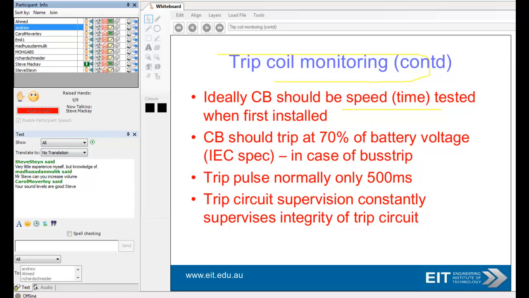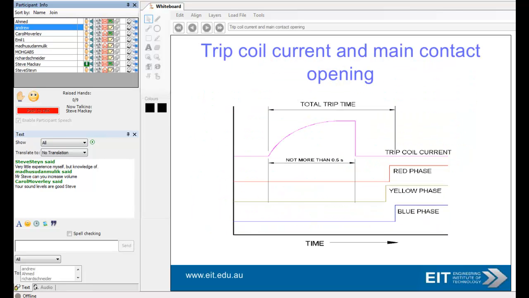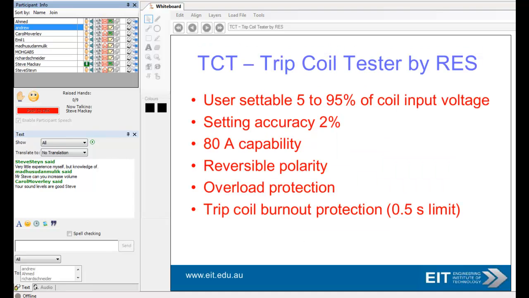So the other thing is your circuit breaker should be speed time tested when first installed, and it should trip at 70% of battery voltage. So very important. That, and your trip pulse is normally about 500 milliseconds. So you have trip circuit supervision, constantly supervising integrity of the trip circuit. Really important. That's a typical example here. Not more than 0.5 of a second, and obviously there's your phases tripping out.